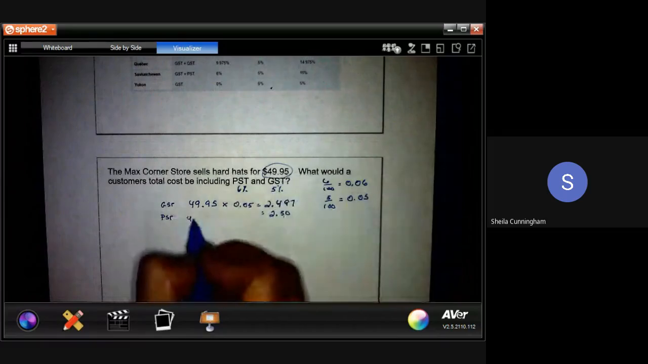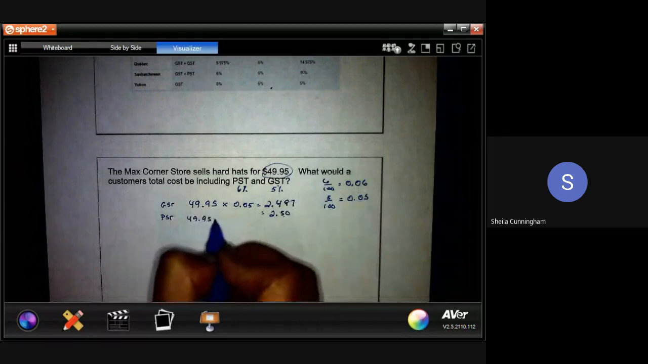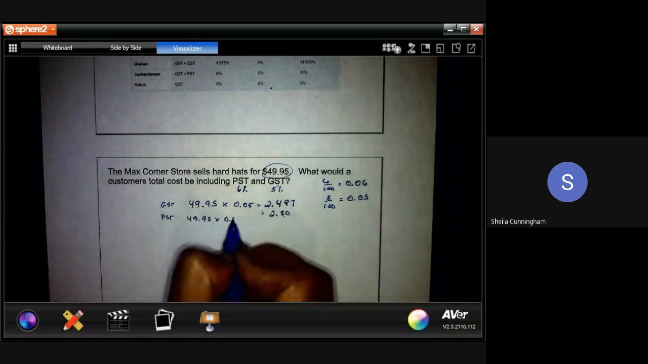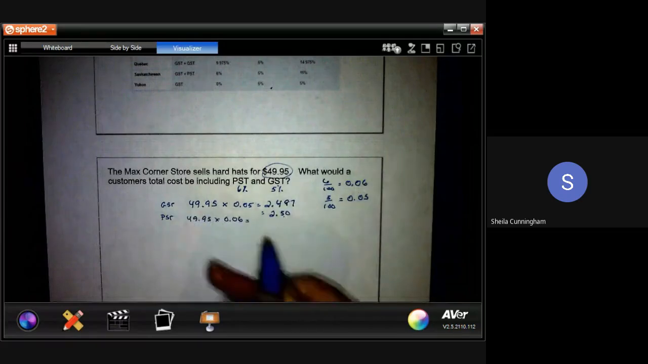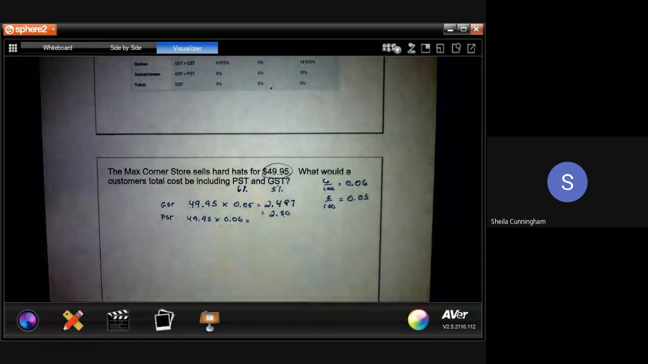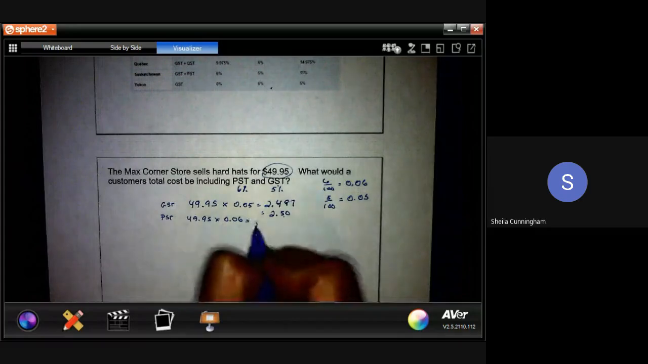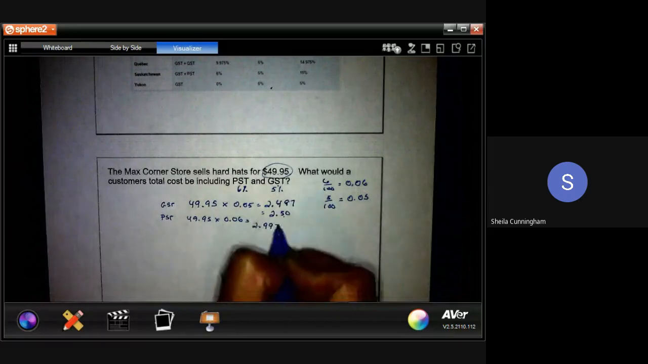Now we do the same thing for PST. This time we're going to multiply by 0.06. So if I take 0.06 times 49.95, I am getting 2.997.